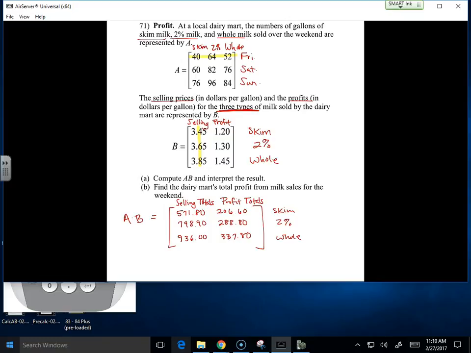Dang, that's some bad business. Sean's saying it should be by day. How come? And I agree with him. I'm changing it to this is Friday, this is Saturday, this is Sunday. Why?